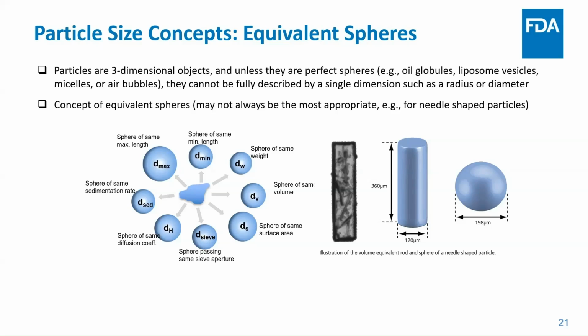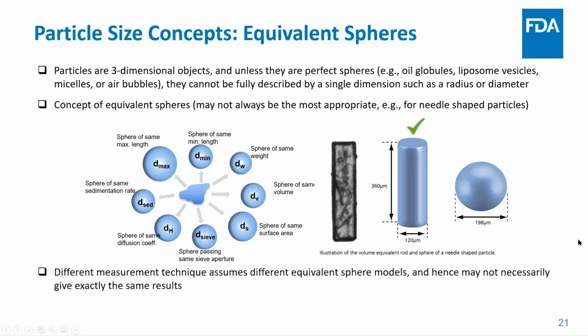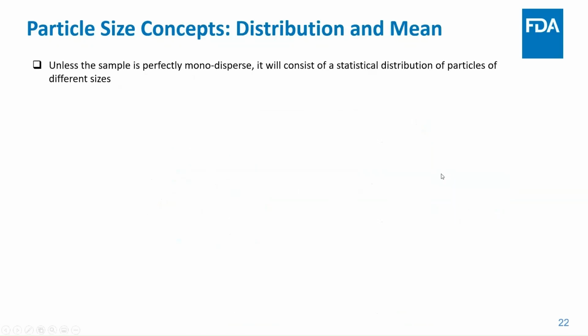That's the point I want to make here: always pay attention to what the technique is, and what the underlying assumption of the technique is, what equivalent sphere it is utilizing. Different measurement techniques use different equivalent sphere models, so they may not give the same results. Therefore, whenever you see size data, always ask yourself what technique was used to generate this data. What's the underlying assumption of equivalent spheres? What is that sphere that we are assuming? So that's about the shape, about the trueness.